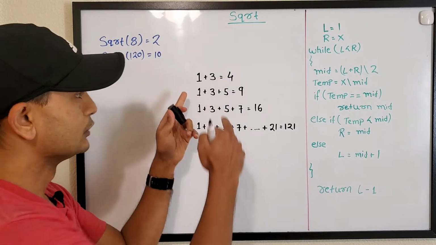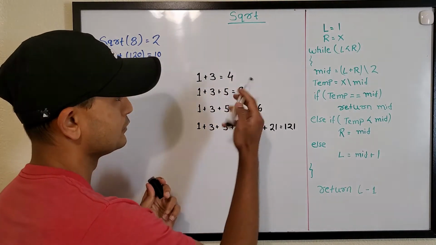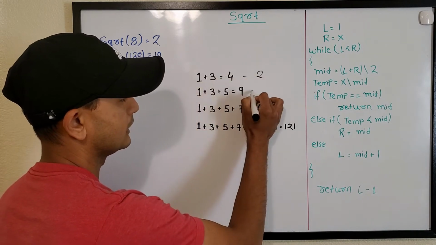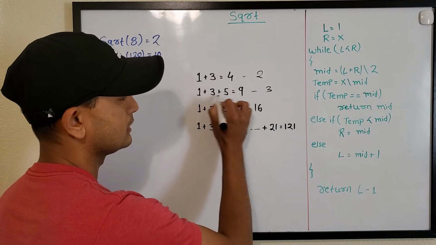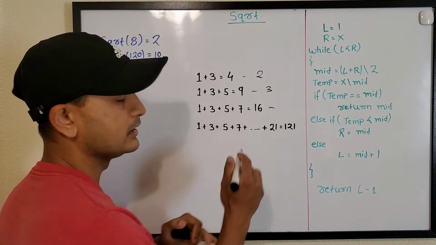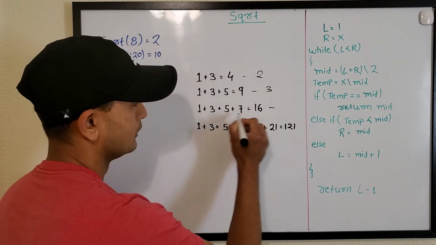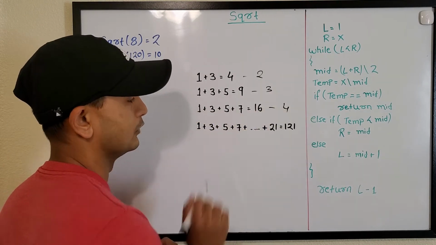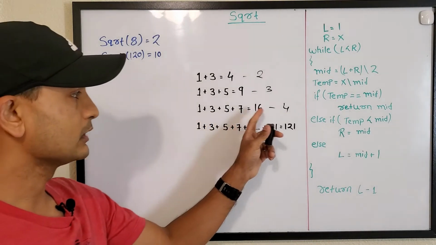So what we'll do: 1 plus 3 is 4, so we are using two odd numbers. 1 plus 3 plus 5 is 9, we are using three odd numbers. 1 plus 3 plus 5 plus 7, we are using 4 odd numbers, so 4. So we can use this property to find the square root.